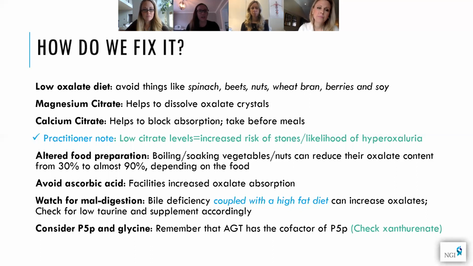So we look at how many points we want them to have. We usually help them take out the big four first: the nuts, the soy, the wheat, and the spinach. And then we take a look at the other foods in their diet, and of course we can accommodate depending upon their preferences.